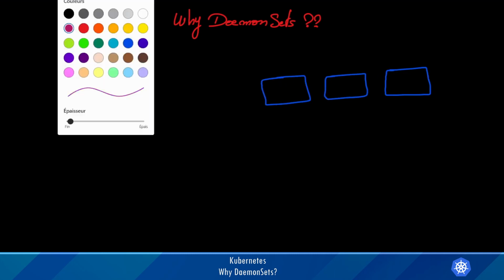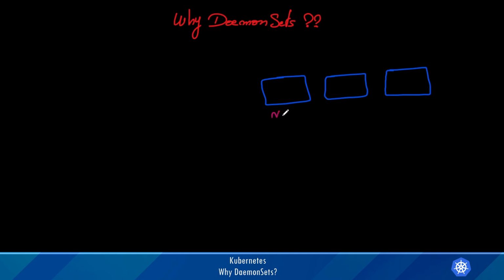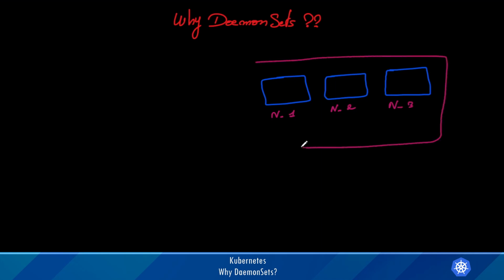So this is our Kubernetes cluster, and here we have 3 worker nodes. This is the first node, this is the second one, and this is the third node. So here we have a Kubernetes cluster with the 3 worker nodes.